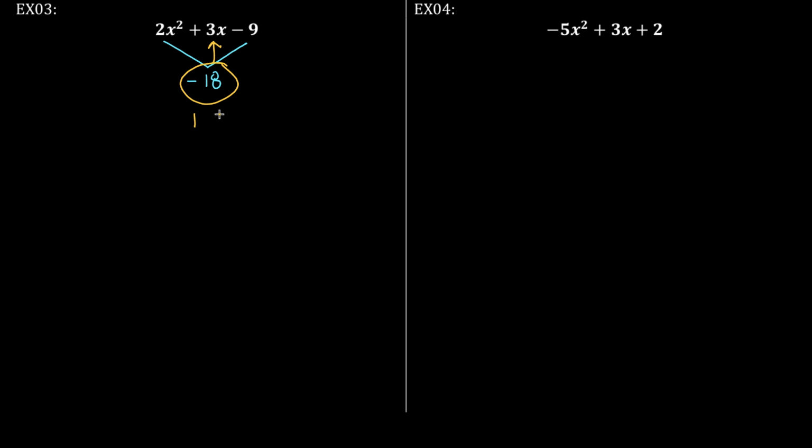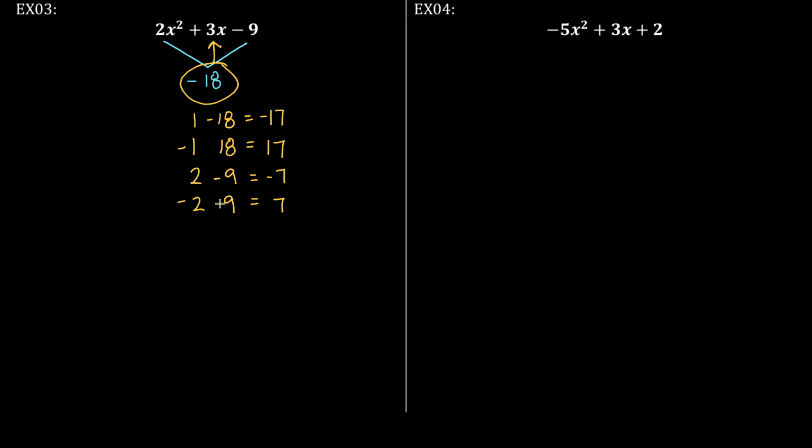So if I use like 1 and 18, well, one of them has to be negative, because I need to get a negative 18. So if I do this, 1 minus 18 gives me negative 17. If I do negative 1 and positive 18, I get positive 17. So that didn't give me positive 3. Let's do 1, 2, and 9. Oh, but 2 and negative 9 would give me negative 7. Negative 2 and positive 9, when you combine them, gives me positive 7. Still not 3.